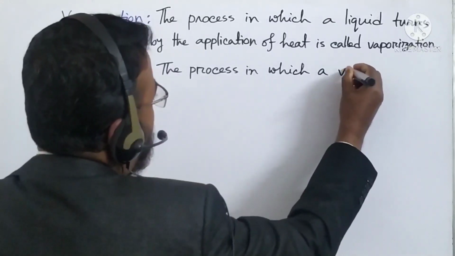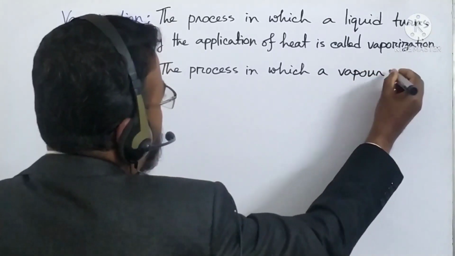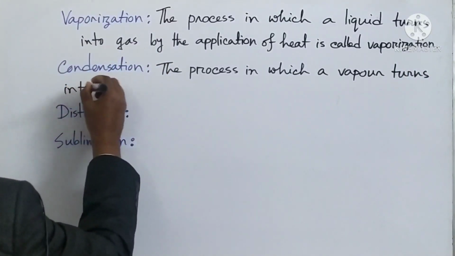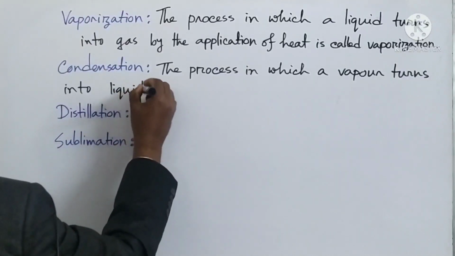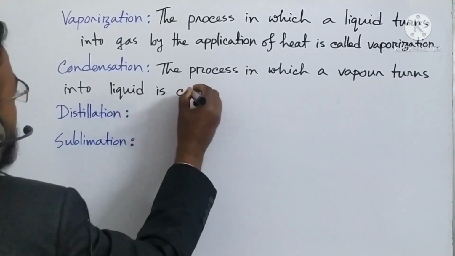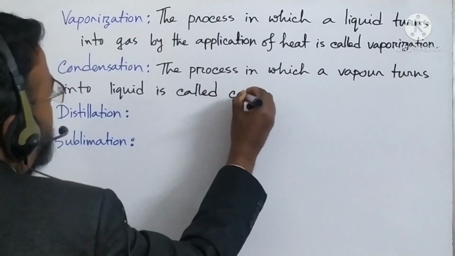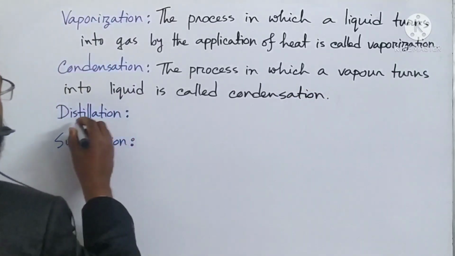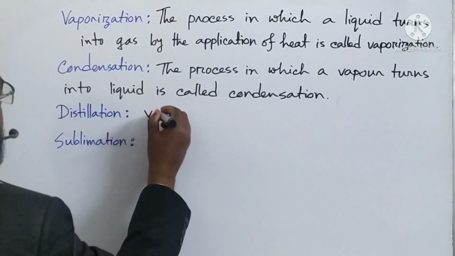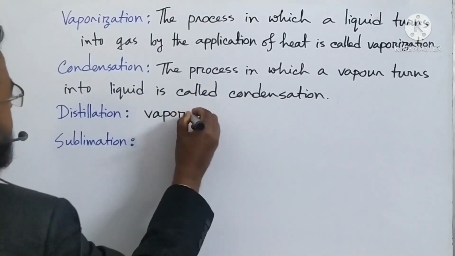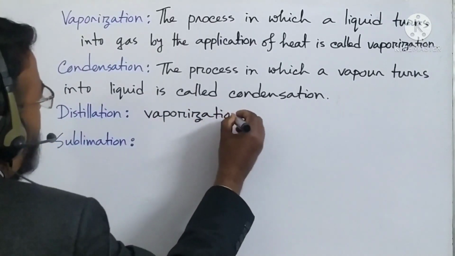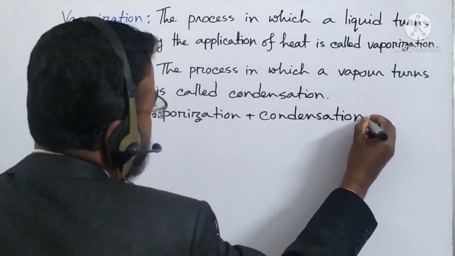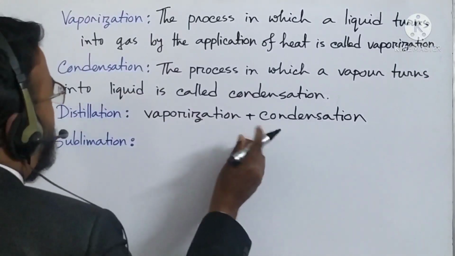So now condensation, just the opposite: the process in which a vapor turns into liquid is called condensation. And distillation is equal to vaporization plus condensation together. So if vaporization and condensation together, this is called distillation.